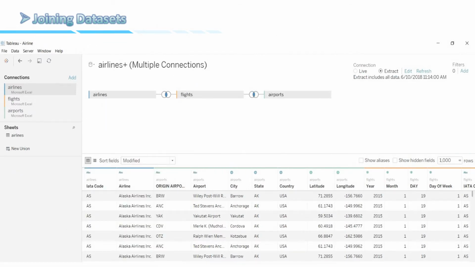In order to connect the 3 data sets together, we had to join them using Tableau. As can be seen here, we used inner joins to connect each of the 3 data sets.